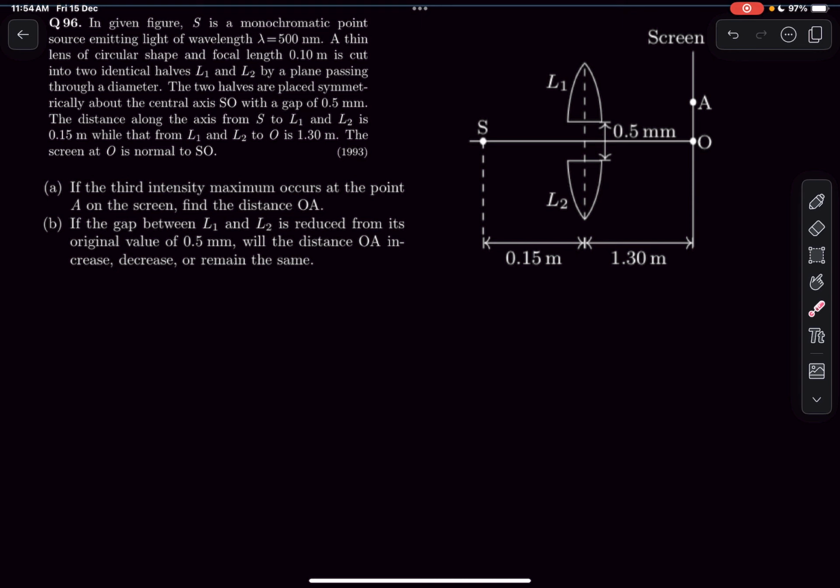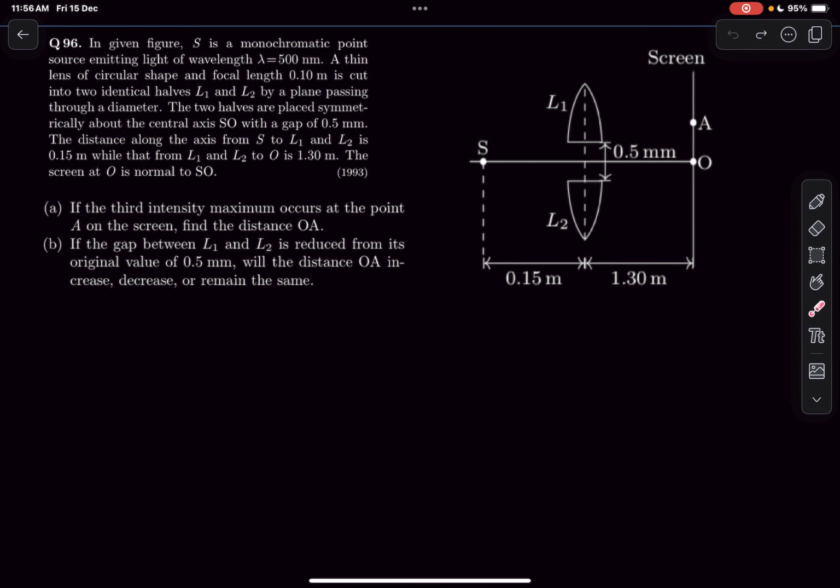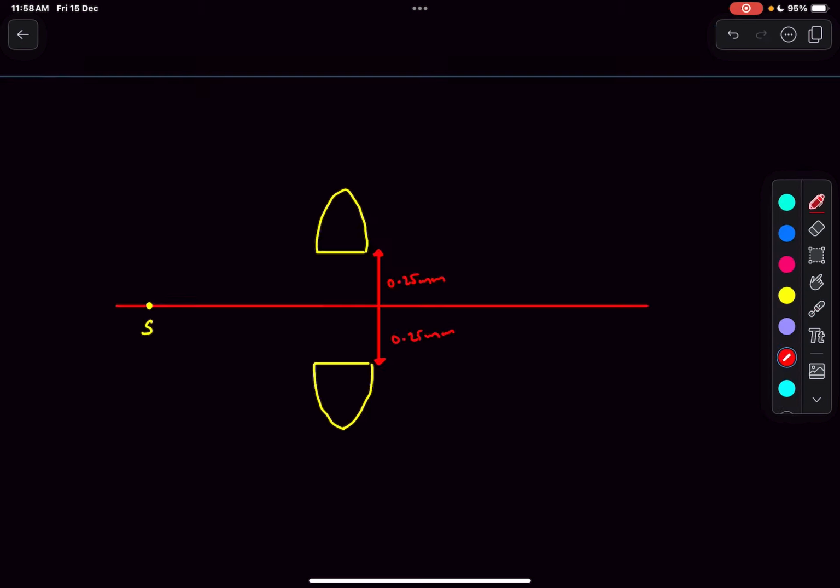Okay, first let's try to figure out where the images of the source will be formed. So what they did is they cut the lens at its midpoint over here, and then they separated out each of the halves by a distance of 0.5 mm. Then we have to first figure out where the images will be formed. Okay guys, so this is basically how the setup looks.